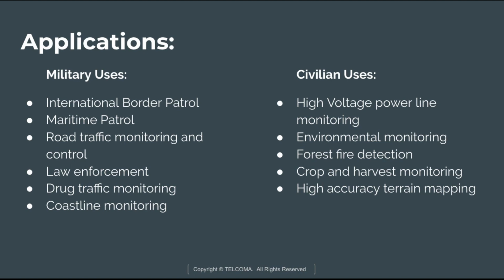Next is the application. There are two types of application: military uses and civilian uses. In military uses, the applications are international border patrol, road traffic monitoring and control, drug traffic monitoring, or coastline monitoring. Whereas civilian uses include high voltage power line monitoring, environmental monitoring, forest fire detection, crop and harvest monitoring, and high accuracy terrain mapping.